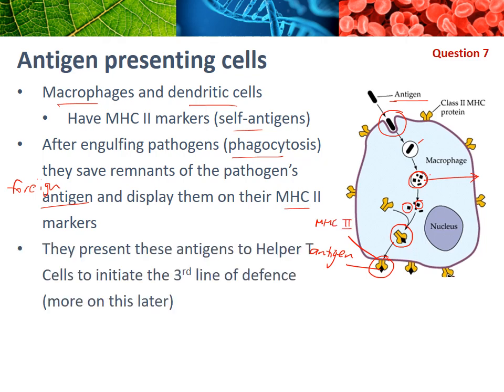The reason they do that is that they then bring that antigen to a helper T cell, and that will start the third line of defense. Like I said, we will come back to that. So for now, I just want you to have this written and drawn and just understand what an antigen presenting cell is. And that's just a picture there of a macrophage presenting an antigen to a helper T cell. Like I said, we'll come back to that next week. For now, you just need to know that amount of detail and just jump into question 7 and answer that.